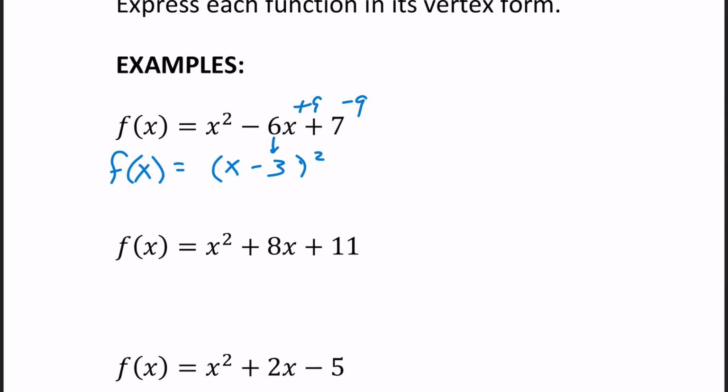Now, these 3 terms here create x minus 3 squared. These 2 terms here create a result of negative 2. Now, the last 2 lessons that you've done, you've practiced expanding expressions like this to get them into their expanded form. If you've been doing that, then you check your work right now by expanding this and see if it gives you x squared minus 6x plus 7.